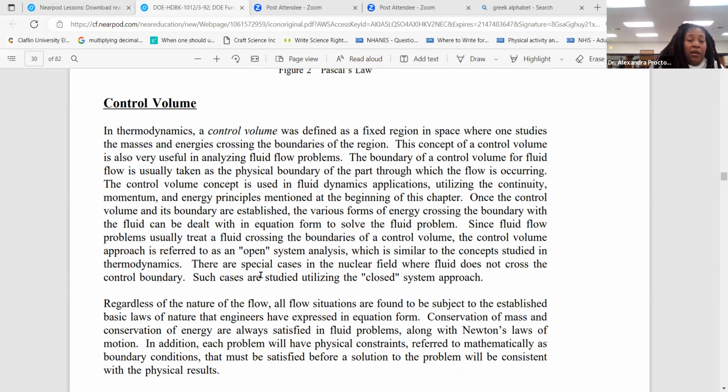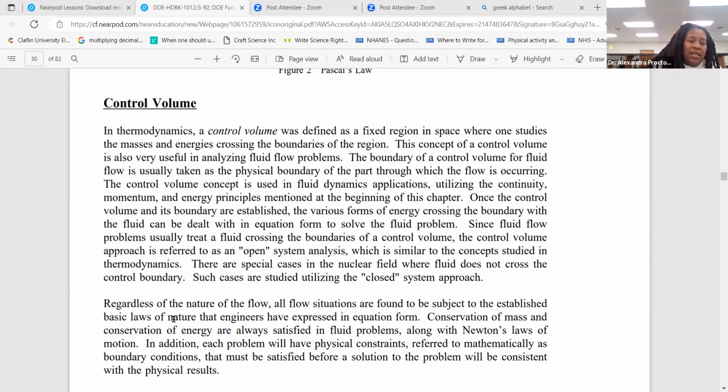This is similar to concepts studied in thermodynamics. And there are special cases in the nuclear field where the fluid does not cross the control boundary. In such cases, we study this as a closed system.